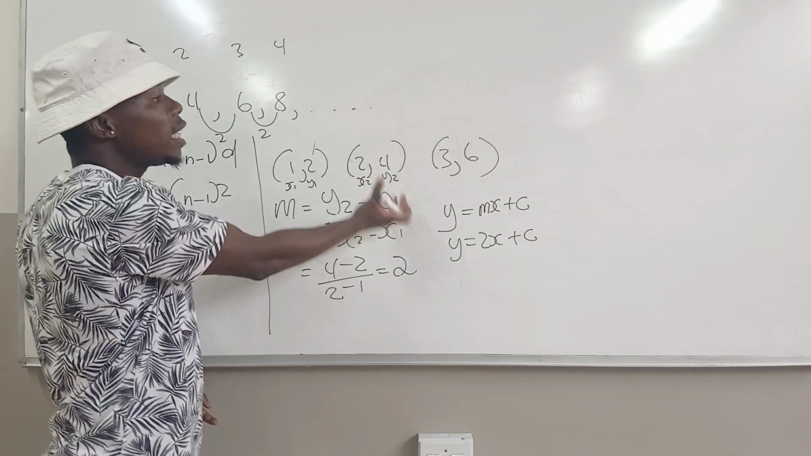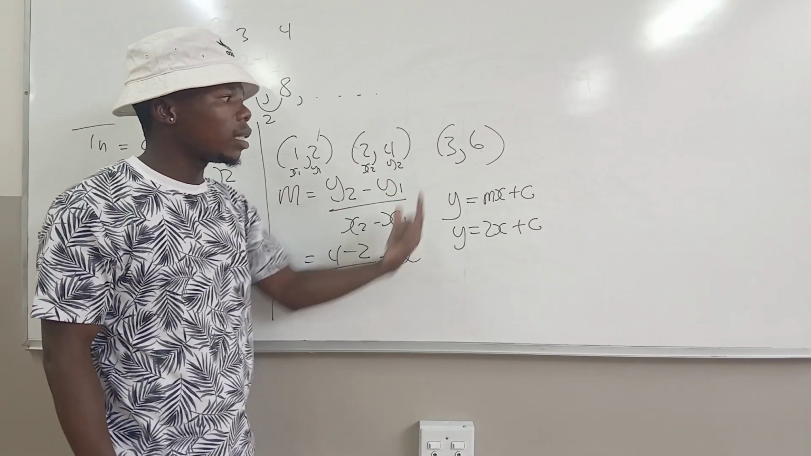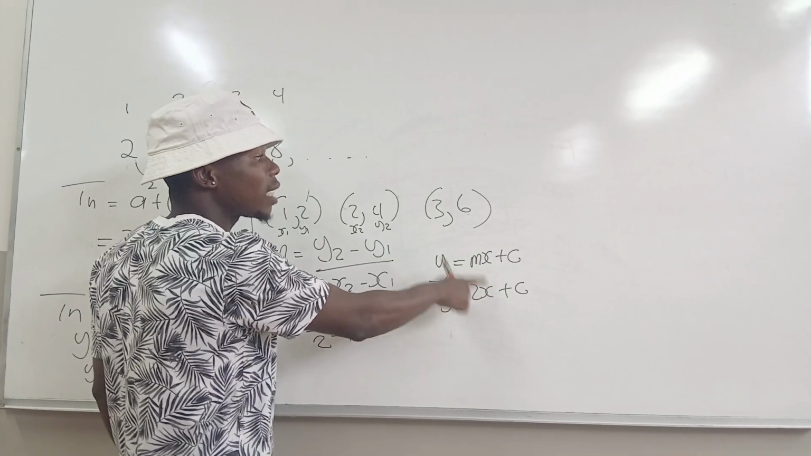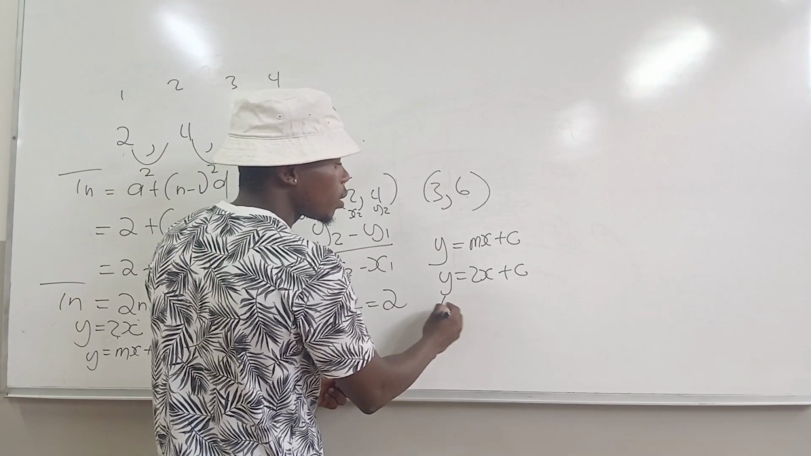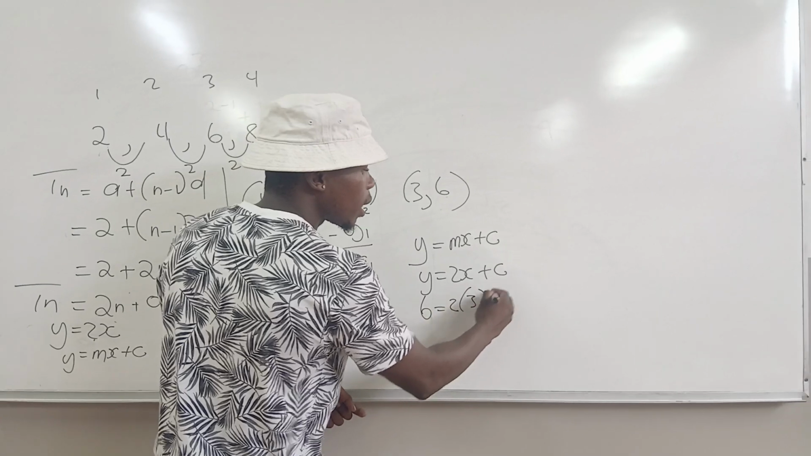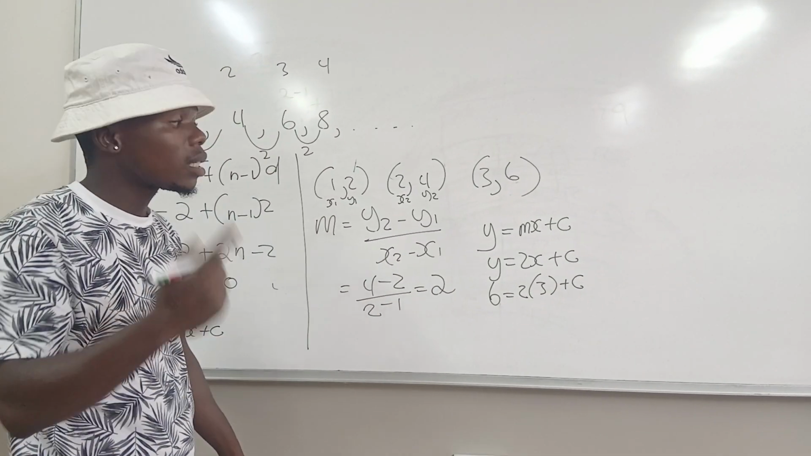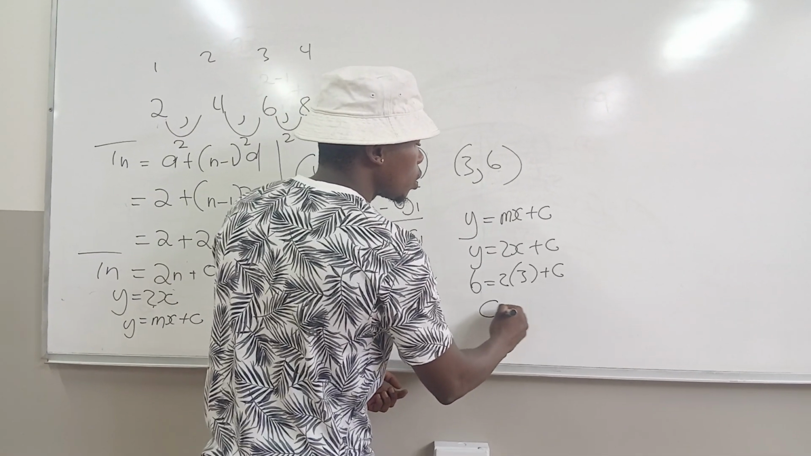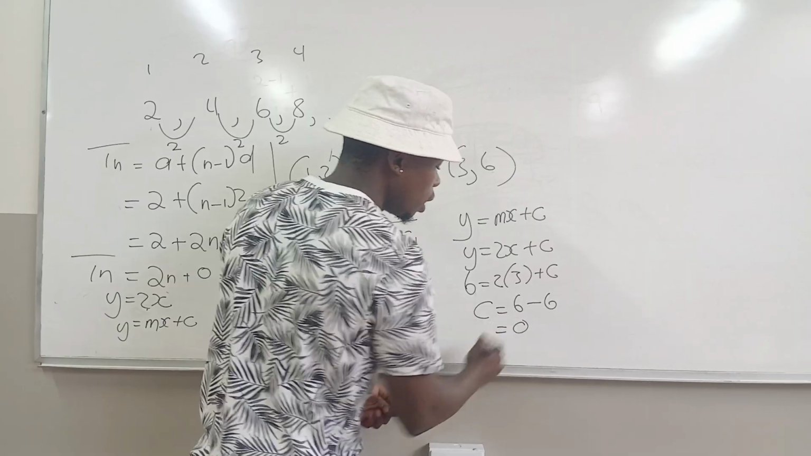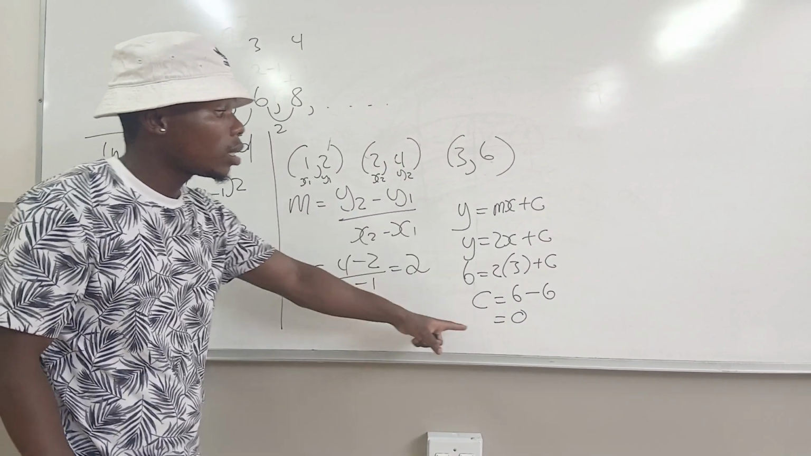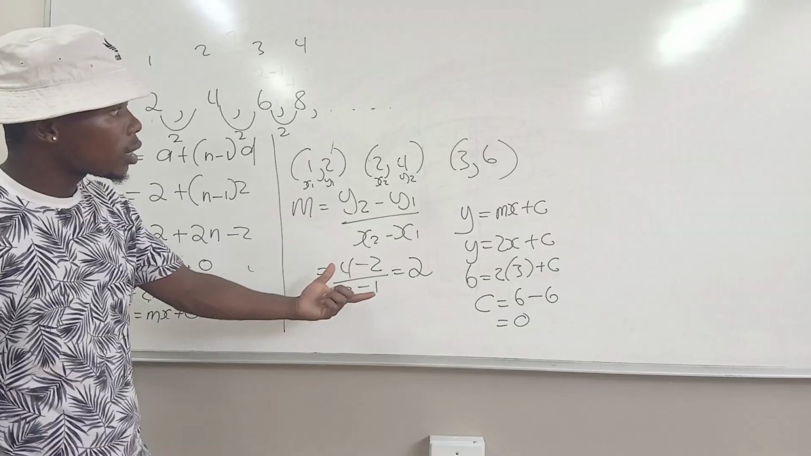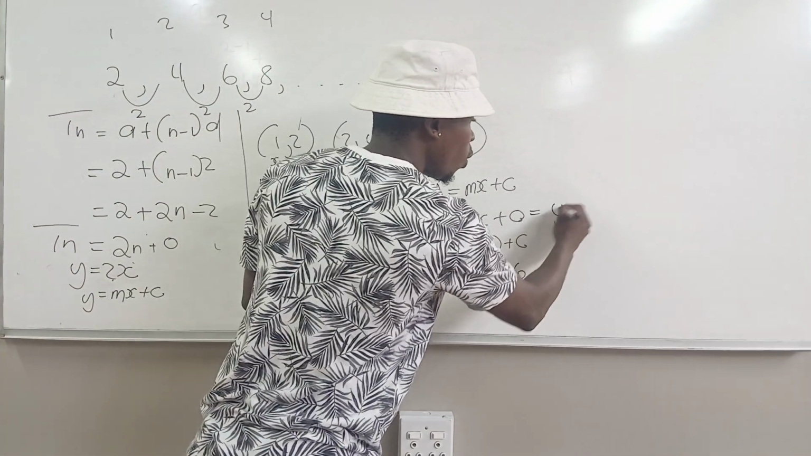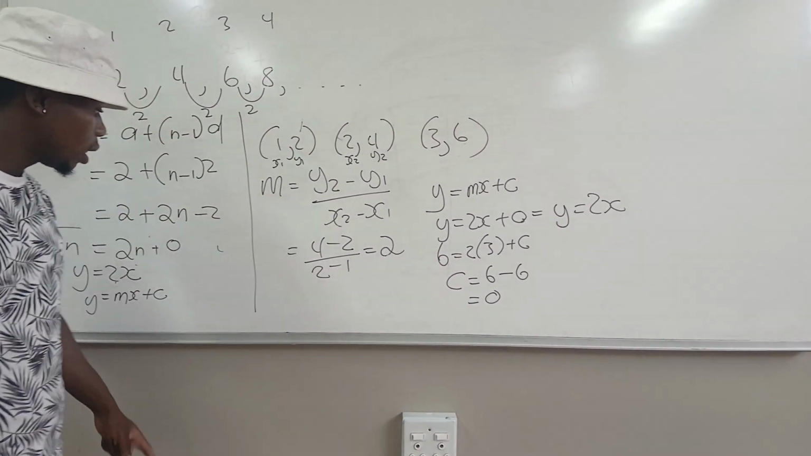I'm going to take any coordinates that I want, but now let's work with 3 and 6. Where I see y, I substitute 6, and where I see x, I substitute 3. It means I will have 6 equals 2 multiplied by 3 plus c. I must make c the subject of the formula because my goal is to get the value of c. So c equals 6 minus 6, which equals 0. Then I go back to my equation and substitute my constant, which is 0. Then I can write this as y equals 2x, which gives me this.